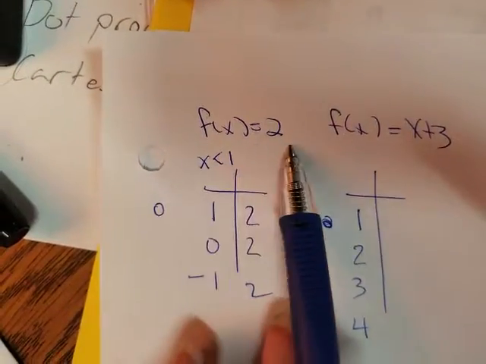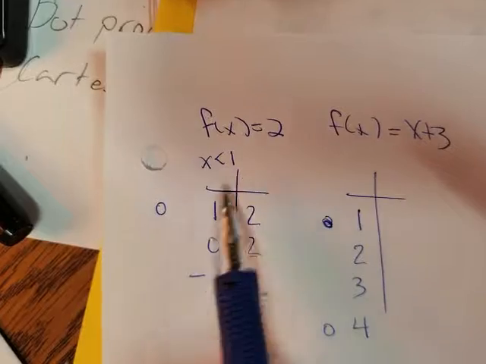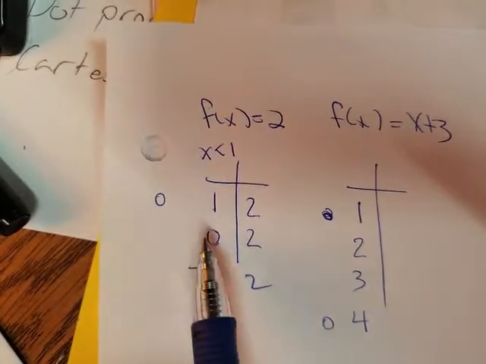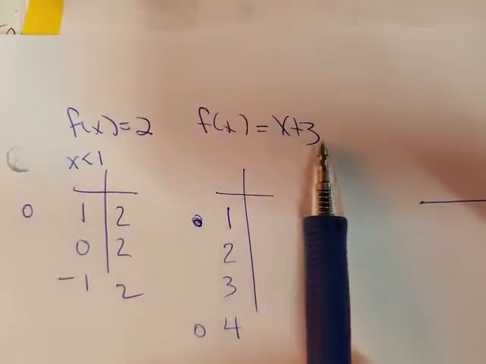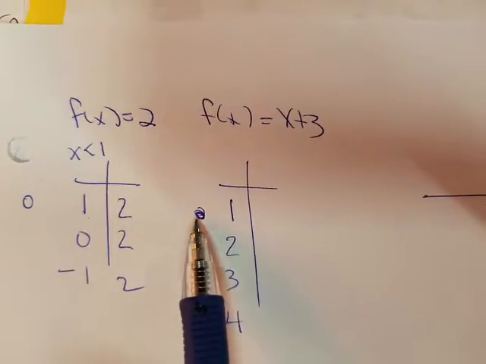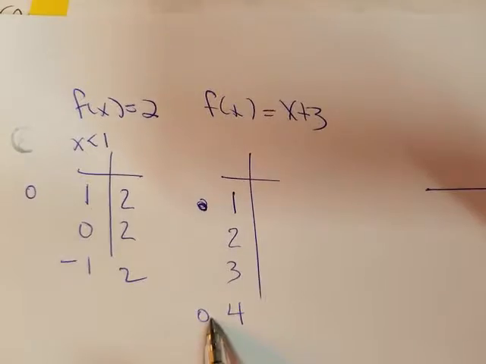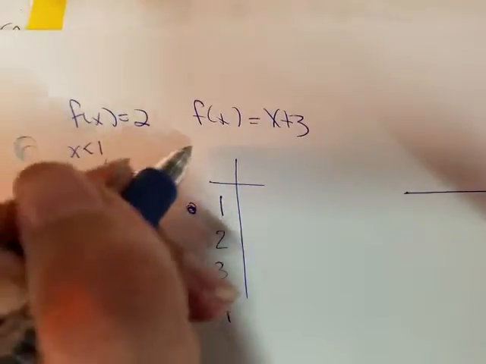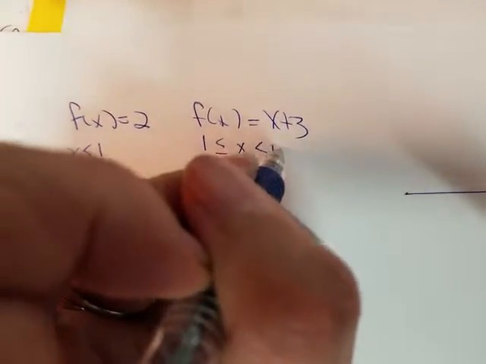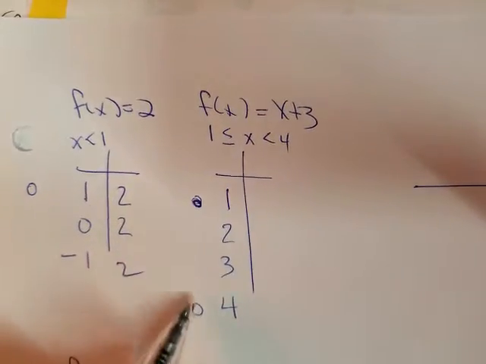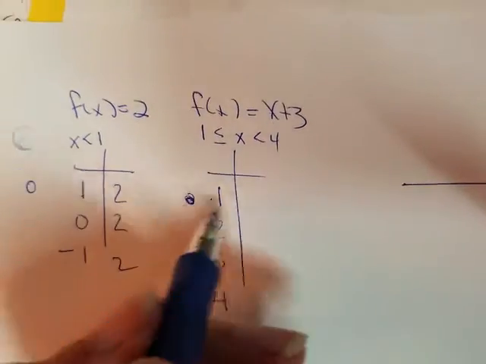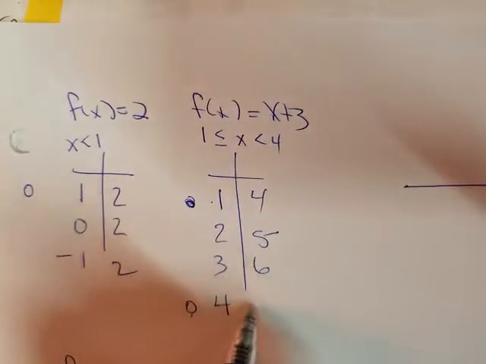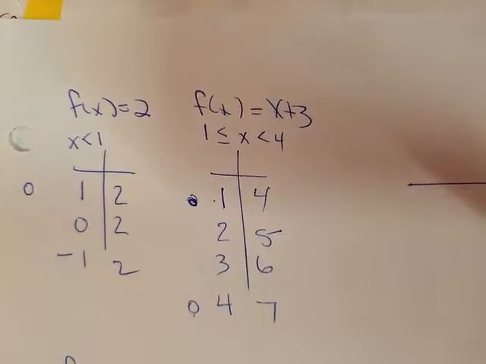So here was the first part of that. F of x equaled 2, provided the x was less than 1. So I started with 1, open, and the number smaller, and all those y's were 2. The next function was x plus 3, and it said x's had to go from 1 to 4. Okay, so the x's went from 1 less than or equal to x less than 4. So notice I did a solid circle, I did an open circle, and I do x plus 3 for each one. So 1 plus 3, 2 plus 3, 3 plus 3, and 4 plus 3.